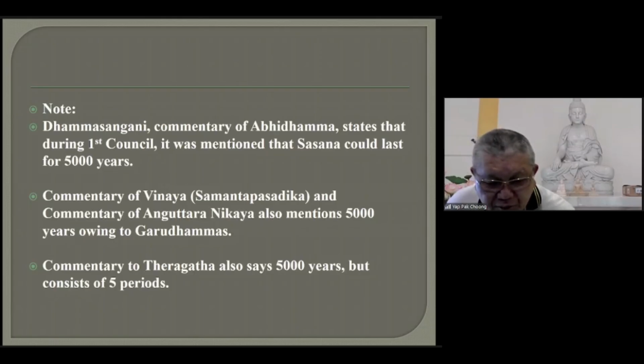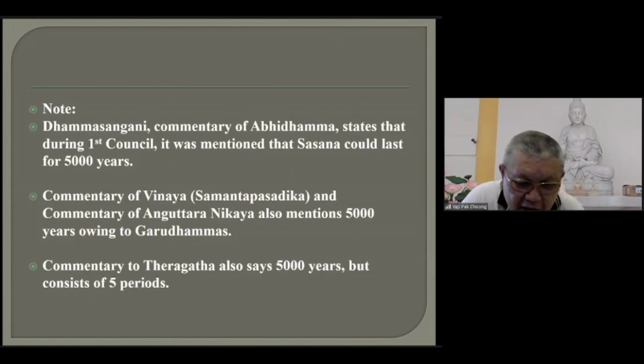Dhammasangani is the first text of the Pali Abhidhamma. They have seven books in the Abhidhamma: Dhammasangani, Vibhanga, Kathavatthu, Yamaka, and so on. But for all these texts, they compiled commentaries. Vinaya also has a commentary called Samantapasadika. But this Dhammasangani commentary said that during the first council, it was mentioned that the sasana could last for 5,000 years. That's their interpretation, nothing to do with the Buddha.